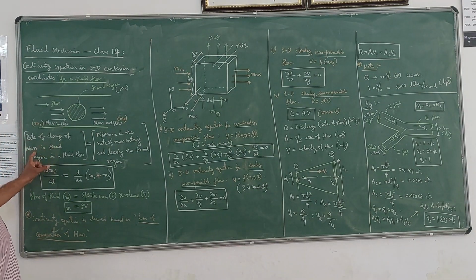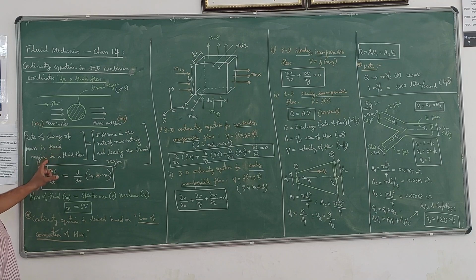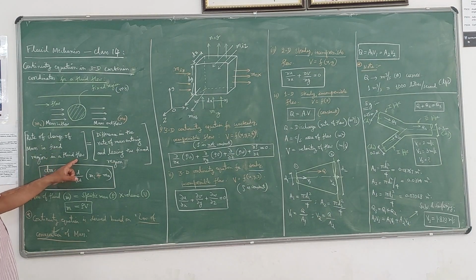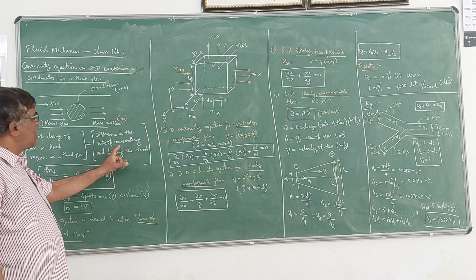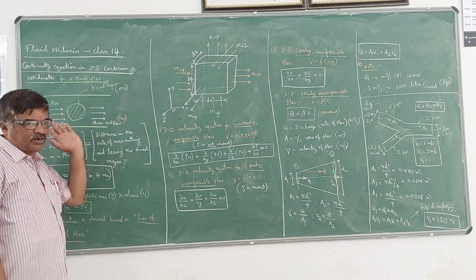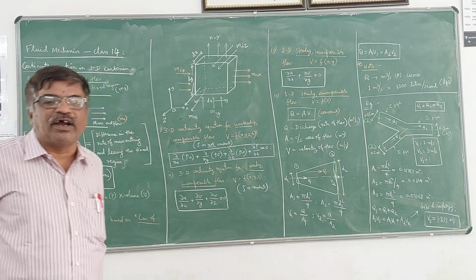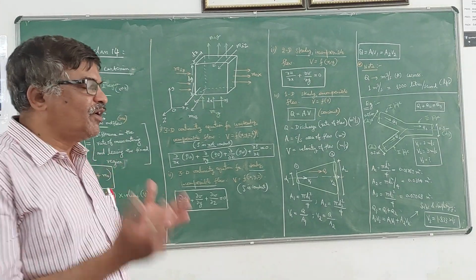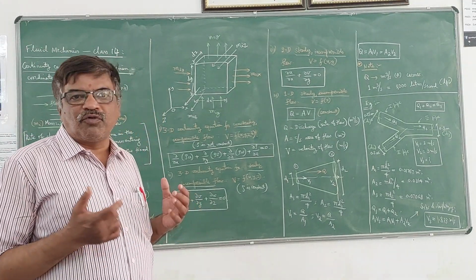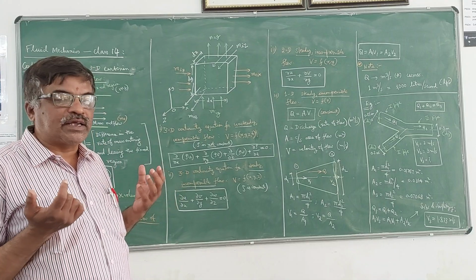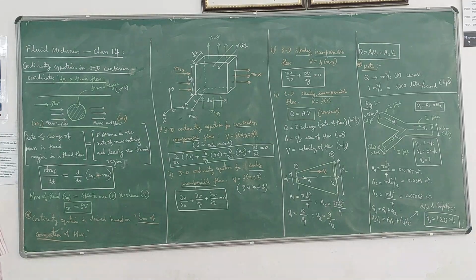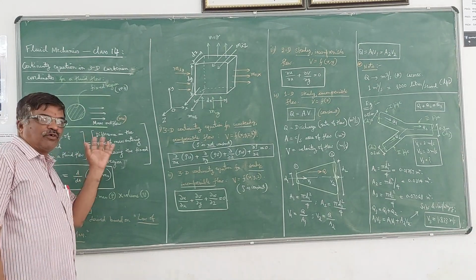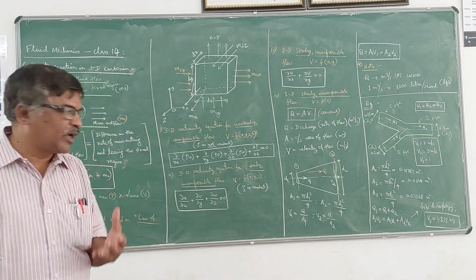The rate of change of mass in a fixed region in a fluid flow is equal to the difference in the rate of mass entering and leaving the fixed region. This is how we can define it in the case of a fluid flow, because fluids can flow, solids cannot flow. They only move from one point to another point. Here the entire mass of the fluid will be flowing.